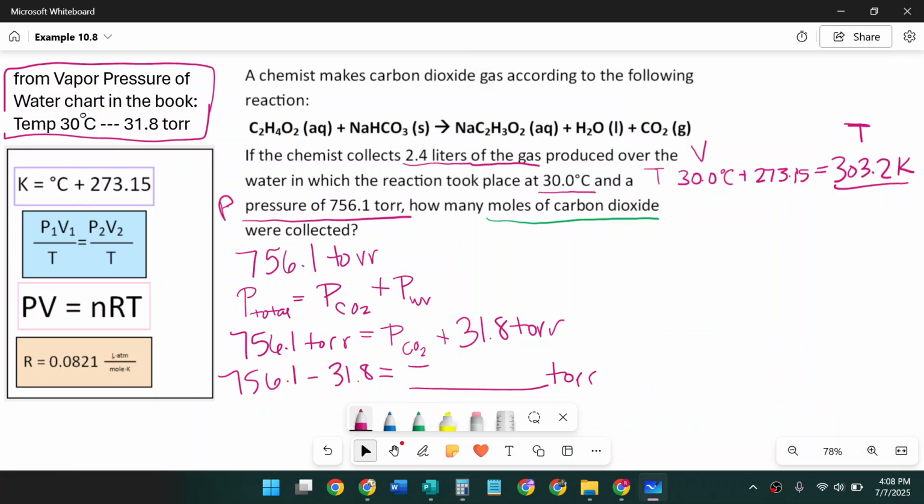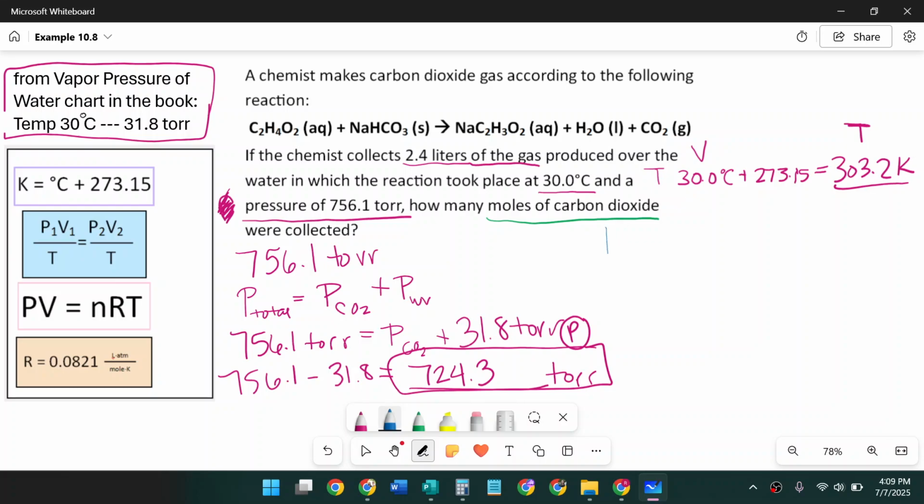724.3. So this is our actual pressure. This is the pressure of just the carbon dioxide. So this is the pressure that we care about. The pressure up here is just all the pressure. So we're going to scratch that out so we don't get confused about which P we're using. All right, so now we can take that pressure and turn it into the right unit of pressure.